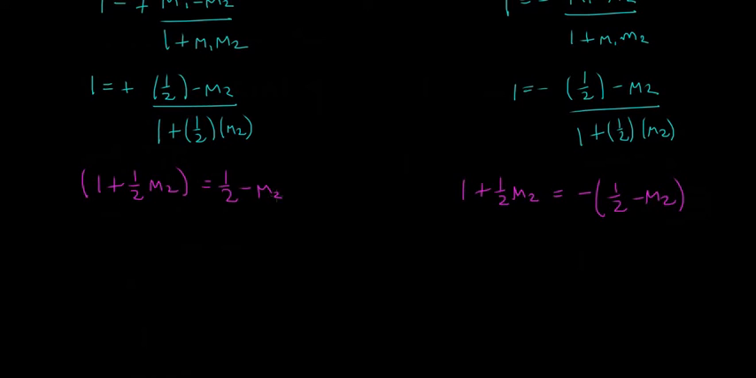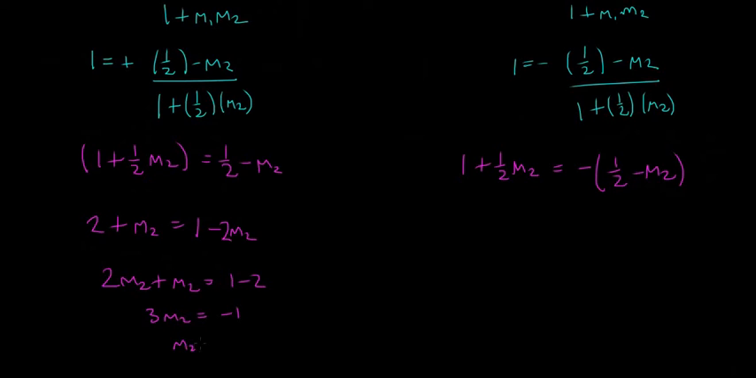So I'm going to multiply everything by 2 to get rid of the fractions. So we're going to get 2 plus m2 is equal to, if you multiply 2 by a half, you're going to get 1 minus 2m2. Now I'm going to move all the m2s to the left hand side, and everything else to the right hand side. So this is going to be 2m2 plus m2 is equal to 1 minus 2. So it's going to be 3m2 is equal to minus 1. And our first one is going to be m2 is equal to minus 1 over 3. So that's our first slope.